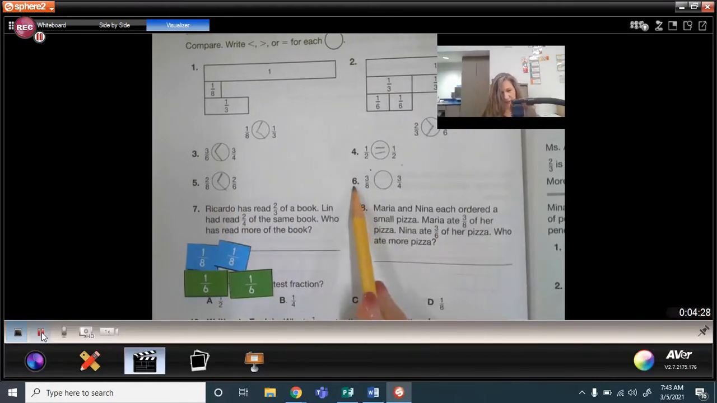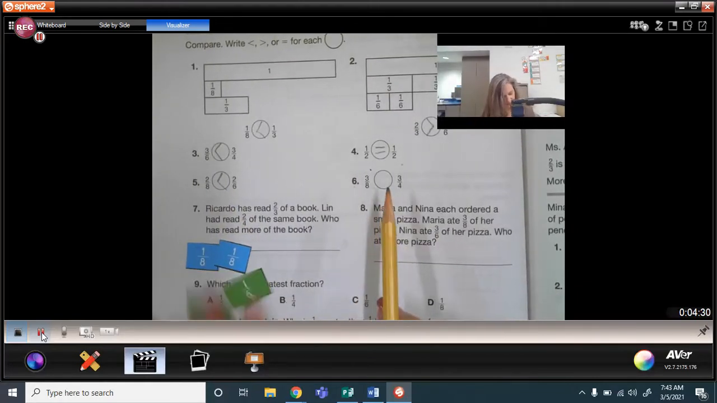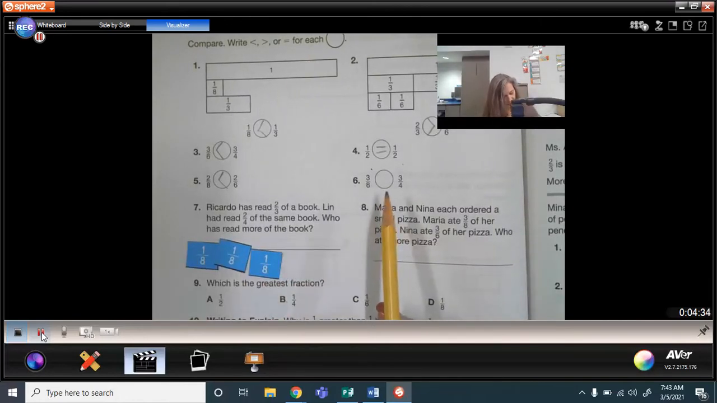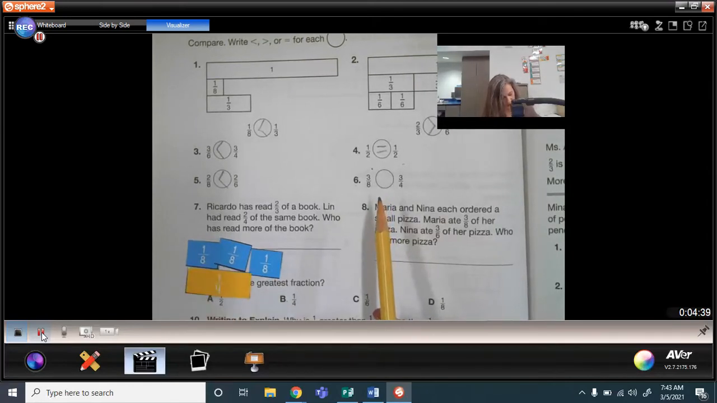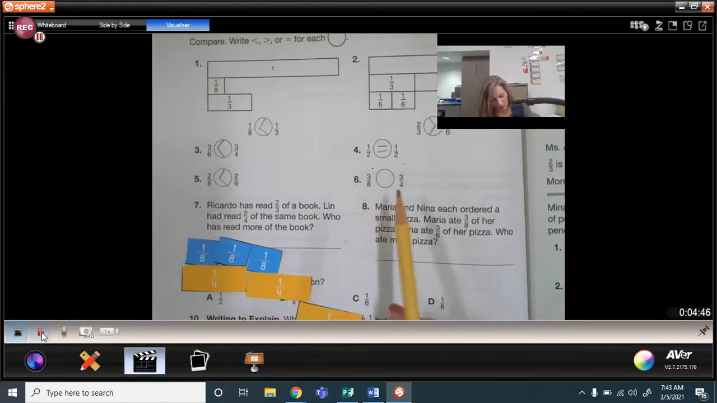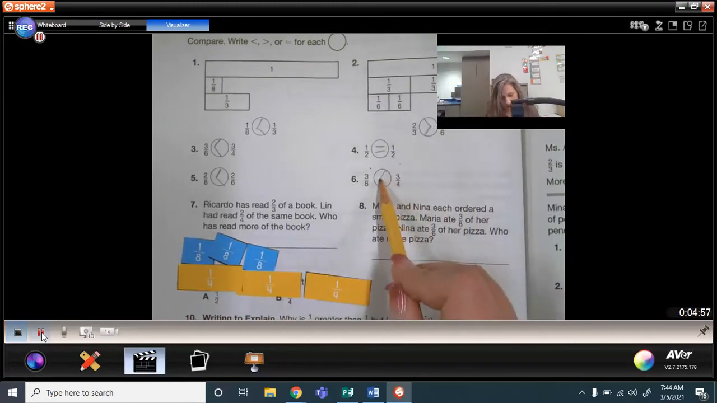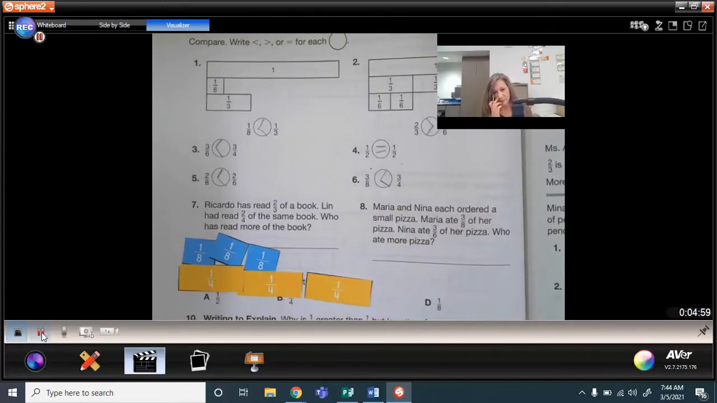And on number 6, I have 3/8. So I'm going to put another 8th in there. I have 3/8. Compare that to 3 of the 4ths. Remember, 4ths are going to be larger because we didn't break up the whole, and I keep saying whole, into more pieces. We broke it up into fewer pieces. So 4ths are going to be larger than 8ths. So 3/8 is less than 3/4.